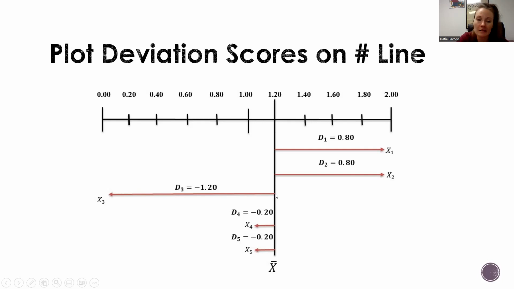When we get to our third participant's x, we see that our x was 0. So we see that 0 is 1.20 to the left of our mean. And if we look at this number line, we can see that our deviation score is -1.20. That negative, again, is just telling us that our x is to the left of the mean when we plot it out. When we get to our fourth score, which was a 1, we see that 1 is 0.20 to the left of our mean. And we see the same thing with our fifth x: 1 is 0.20 to the left of the mean.